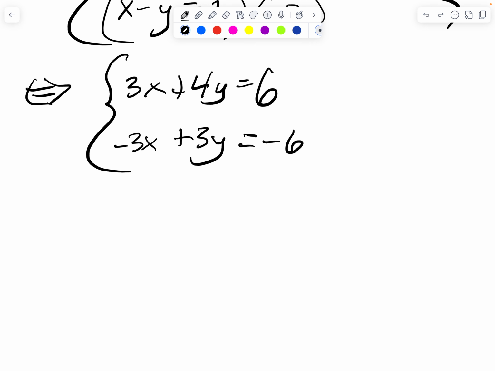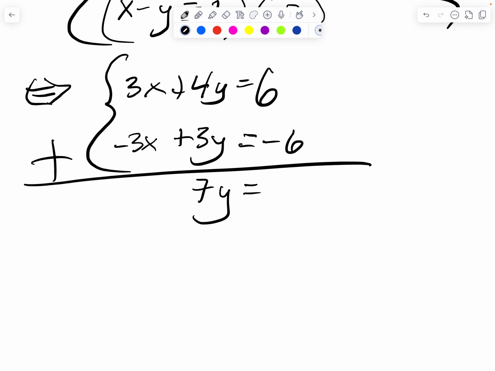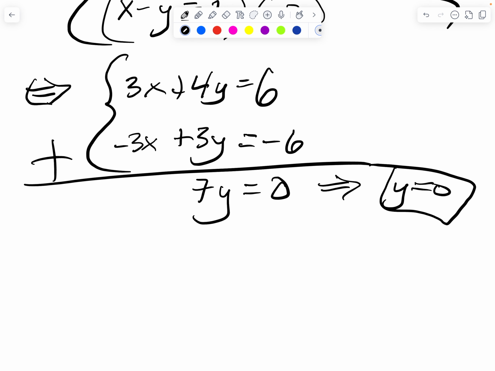Now we can do the addition method. Boop. So 3x minus 3x go away. 4y and 3y give us a 7y. 6 minus 6 is 0. So if 7y equals 0, then obviously y has to be 0. And that's half the problem.